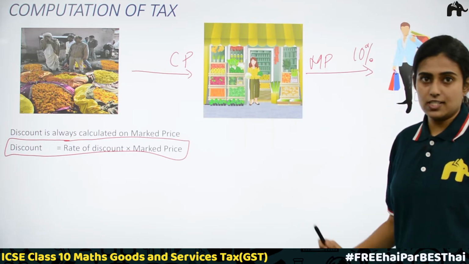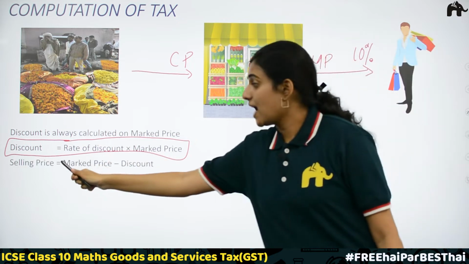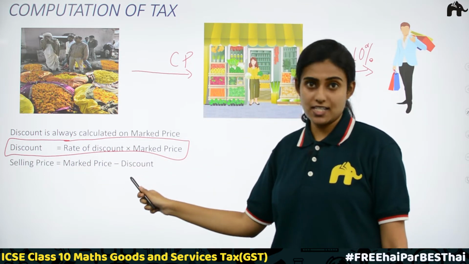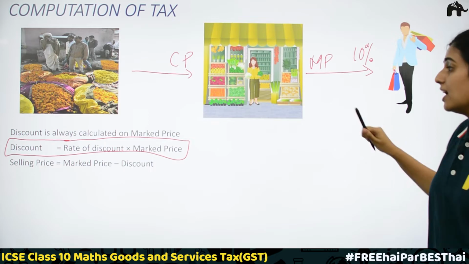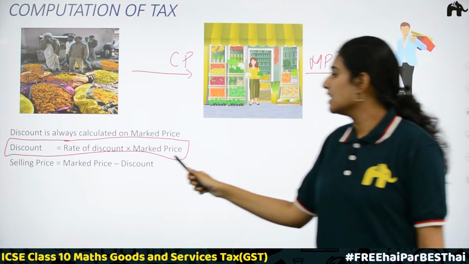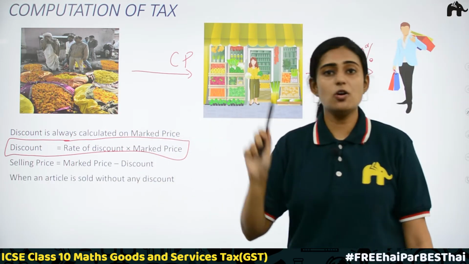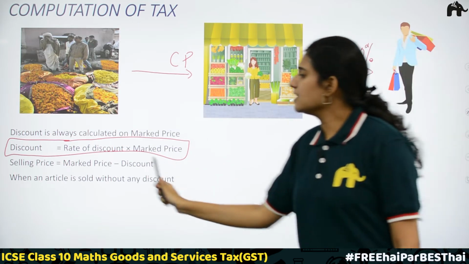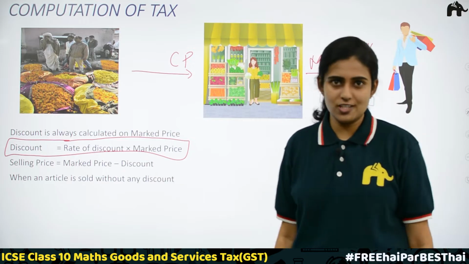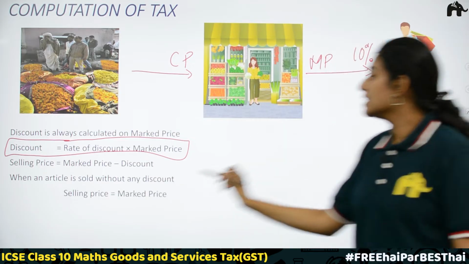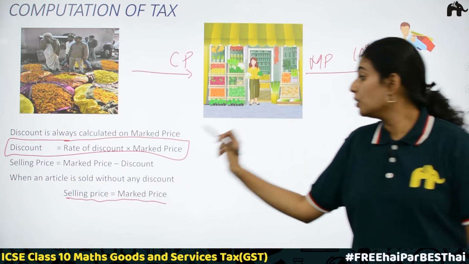Now we know what the discount is. We have studied a relation connecting the selling price, marked price and discount. Selling price is equal to marked price minus discount. Now we know what the selling price is. Once the selling price is known, we can calculate the tax. If in case there is no discount, that is, when an article is sold without any discount, in that case, what is the relation between selling price and marked price? There is no discount. Discount is equal to 0. You will be getting selling price is equal to marked price if there is no discount.